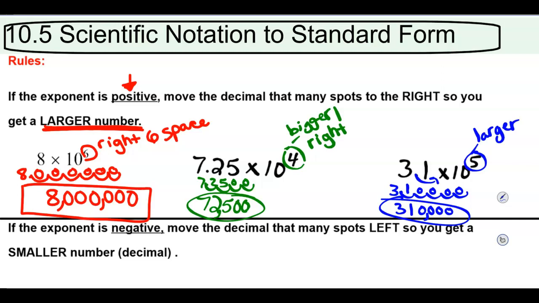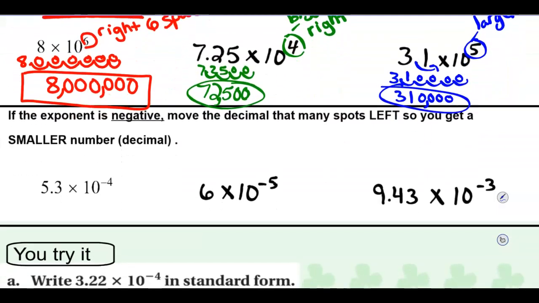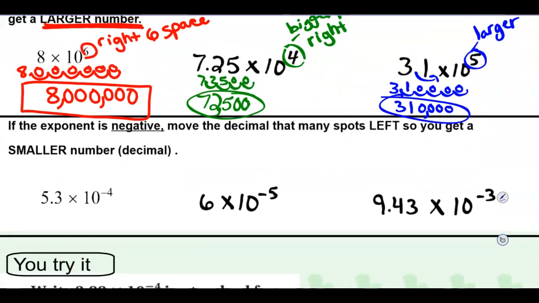We want a larger number. So we go right. Now in the bottom part, if we have a negative exponent, whenever the exponent is negative, that's going to tell us we're going to go left. But basically, we want a smaller number. We're going to end up with a decimal. So a negative exponent gets you a decimal. If you remember that part, it'll always be easier to think, okay, which way am I going to go? Instead of remembering left and right, negative means a decimal.